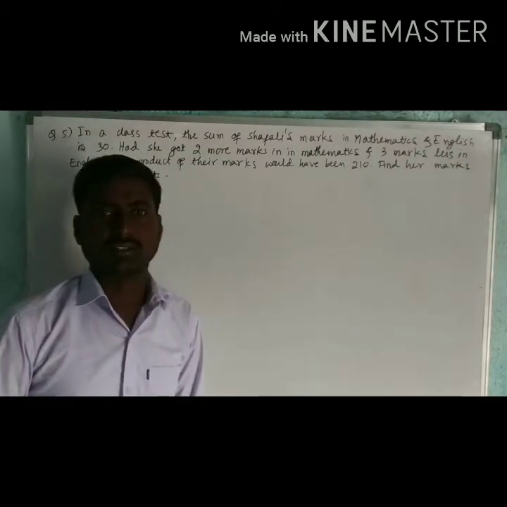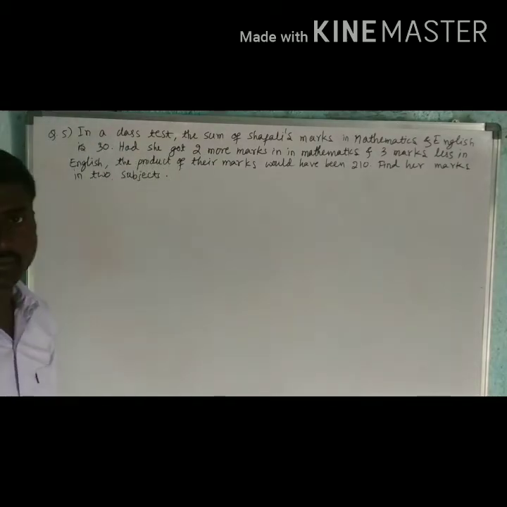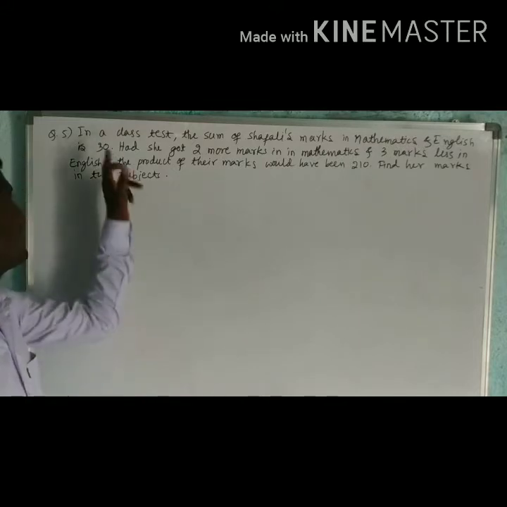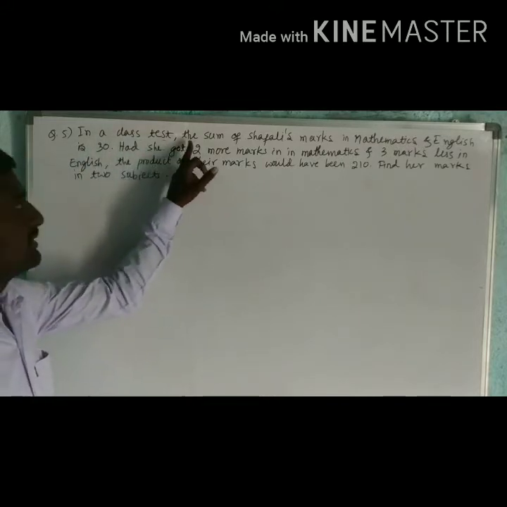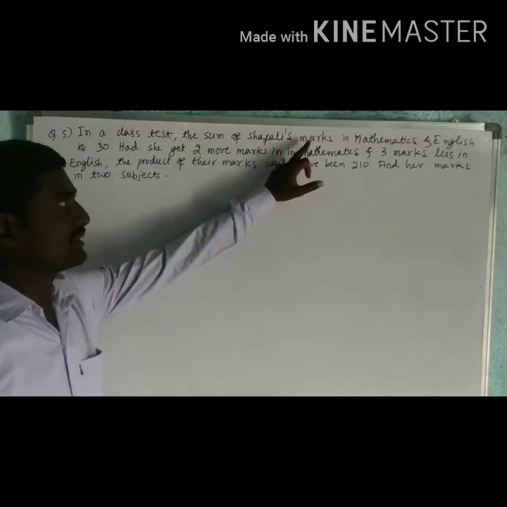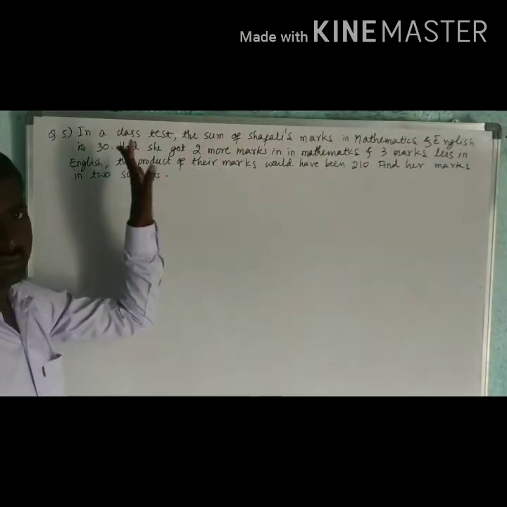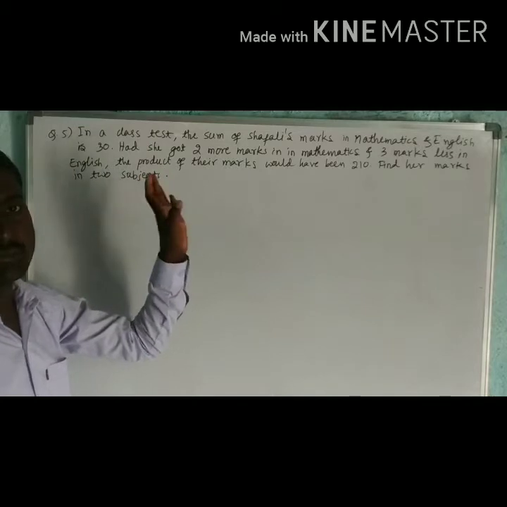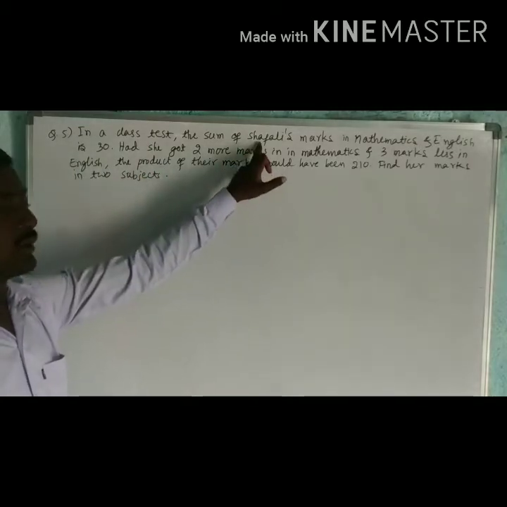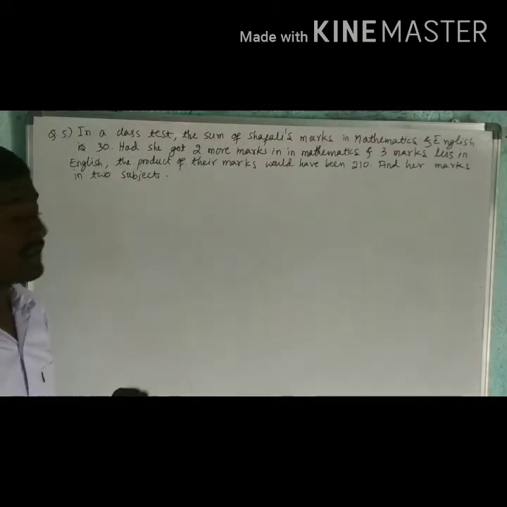Dear students, today we shall discuss the fifth question. The fifth question is, in a class test, the sum of Shefali's marks in mathematics and English is 30. So, the sum of the marks in mathematics and English she got is 30 marks.